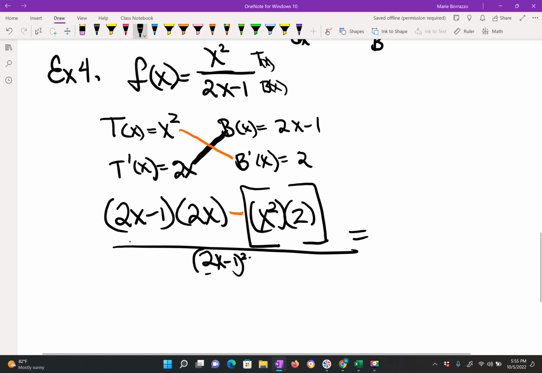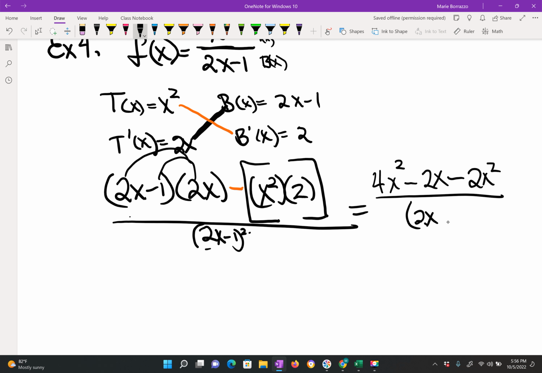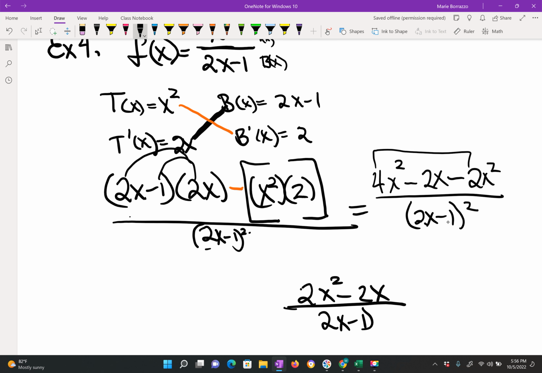So doing a little distribution, so this times this and this times this, you should end up with 4x squared minus 2x minus 2x squared, and all of this over obviously 2x minus 1 squared. And this simplifies, right? Because 4x squared minus 2x squared is simply 2x squared minus 2x over 2x minus 1 squared. You don't need to simplify further. That's not too bad, is it?